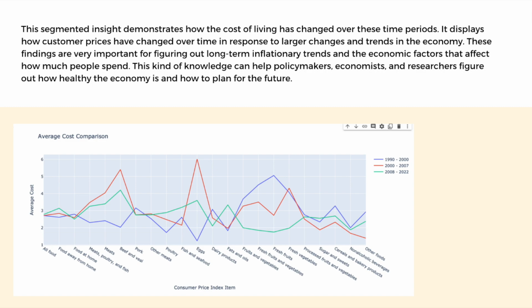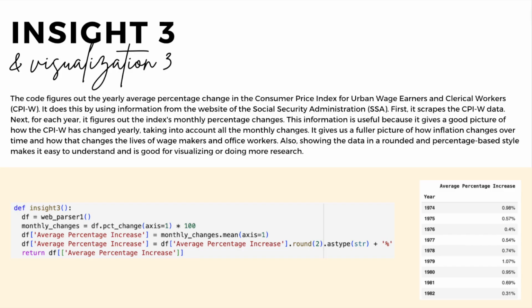different time period. For Insight 3, we wanted to find the average percent increase across the board using the data from the Social Security Administration. So using that CPI data, we wanted to see the average percent increase to give us an idea of inflation over time and how things progress year to year.